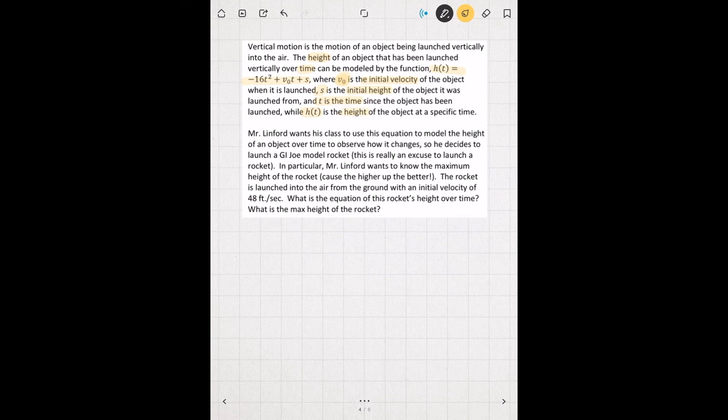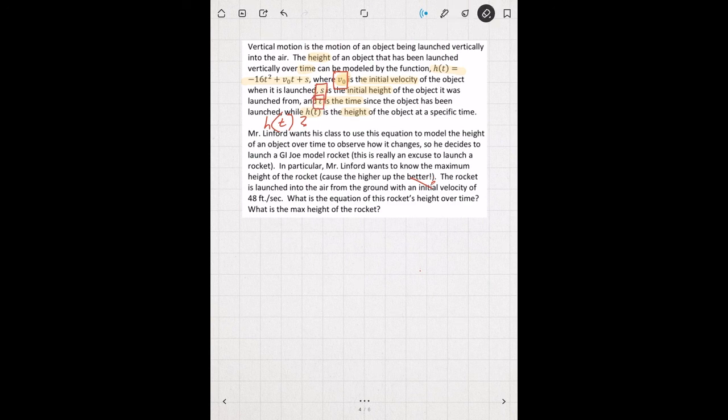So what do I need to figure out what the height of the object is? I'm going to ask myself that question first. How do I figure out what h of t is? What information do I need to get at h of t? Well, I need the v sub 0, the initial velocity. I also need to know the initial height that we launched the object from, and I might also be working with the time.